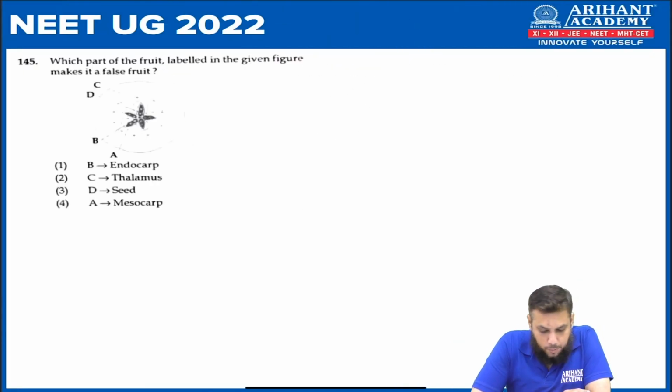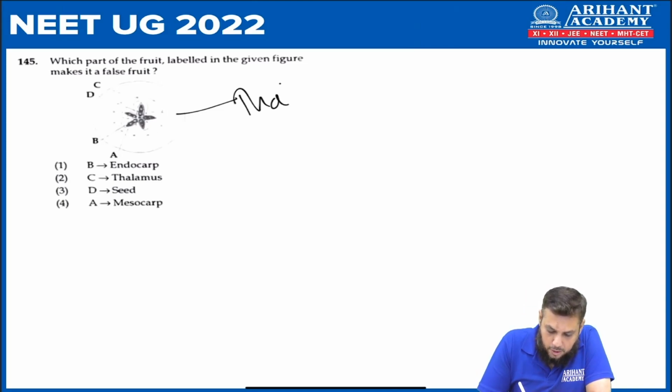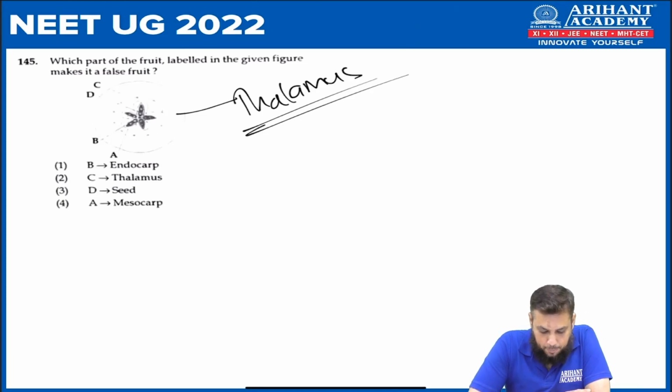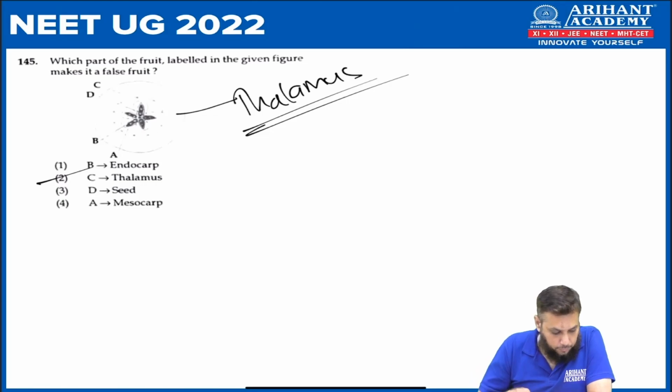145. Which part of the fruit labeled in the given figure makes it a false fruit? If a part other than the ovary is involved in formation of the fruit, it becomes a false fruit. In this case, it is going to be the thalamus, which becomes fleshy in the case of pome fruits like apple, which makes it a false fruit because the thalamus has become fleshy and become a part of the fruit. So C is thalamus. So the answer over here would be 2.